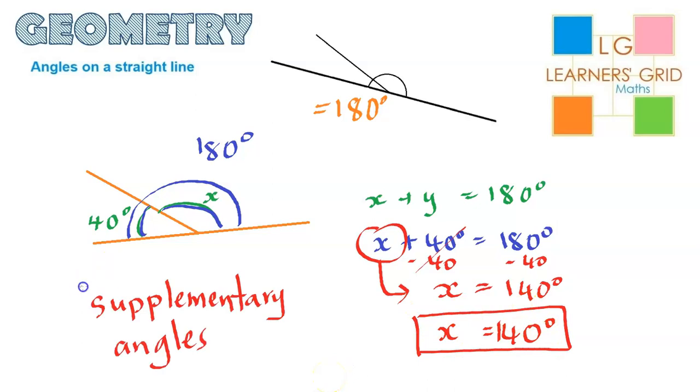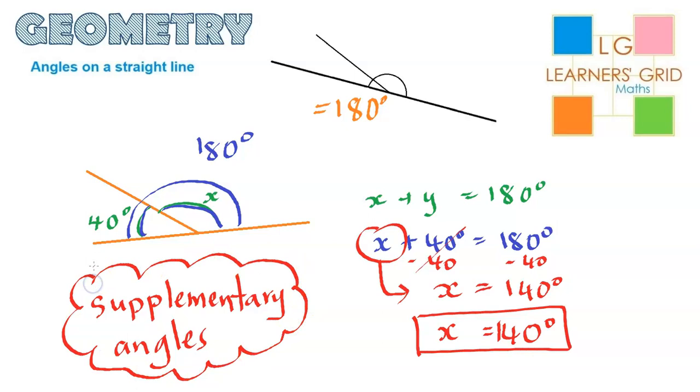Finished. Now there's also one final note I'd like to share with you. In this example, what we have here, 40 degrees and angle X, which turned out to be 140 degrees, those are supplementary angles because they add up to 180. And with supplementary angles, you are only allowed to be considering two angles, and they have to equal 180 degrees. So because we only have two angles here, these angles on a straight line are also supplementary angles.